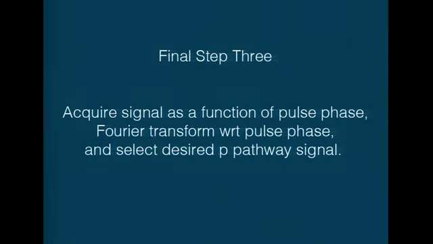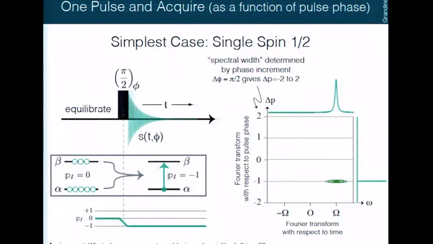So now we come to final step 3. All you have to do now, you've identified the spin system, the transition pathway, you know the P pathway. You just need to acquire your signal, not only as a function of time, but as a function of pulse phase, do the Fourier transform, select the delta P that you want, and you're done. That's it. So I could stop here, and we don't have to go any further. I can save time because of the other lecturers here.